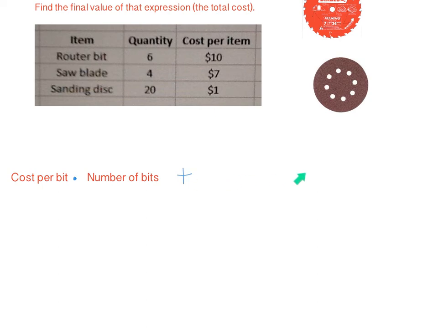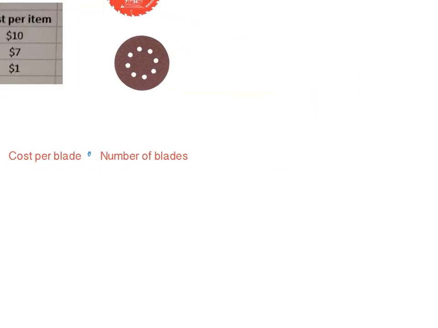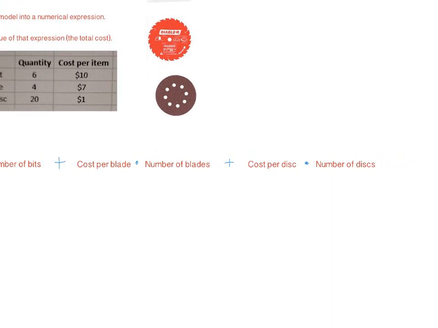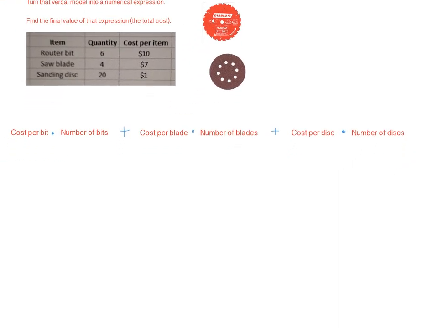So what do you think is going to go here? Well, if you thought cost per blade times the number of blades they need, you would be correct. Right there, just like that. And then the last thing, sanding discs. I ran out of room, so we've got 20 sanding discs, and they're each $1. So it's going to look like this. Right there, just like that. Okay, so if I zoom out, maybe you can see it all. Cost per bit times the number of bits, plus cost per blade times the number of blades, plus cost per disc times the number of discs.